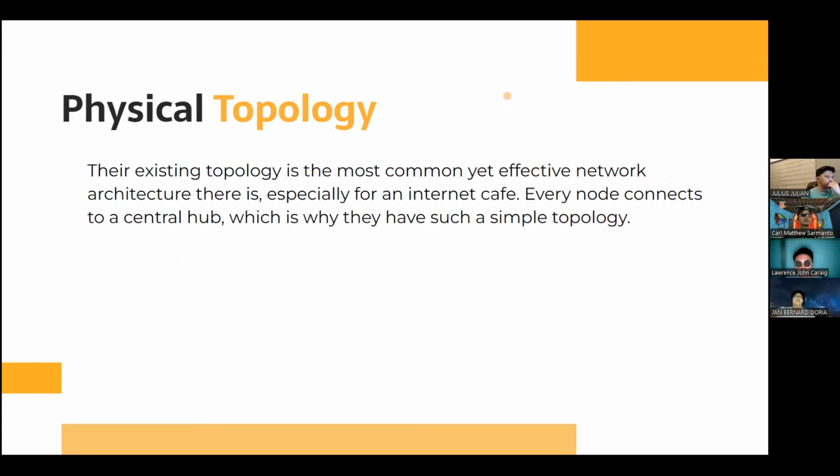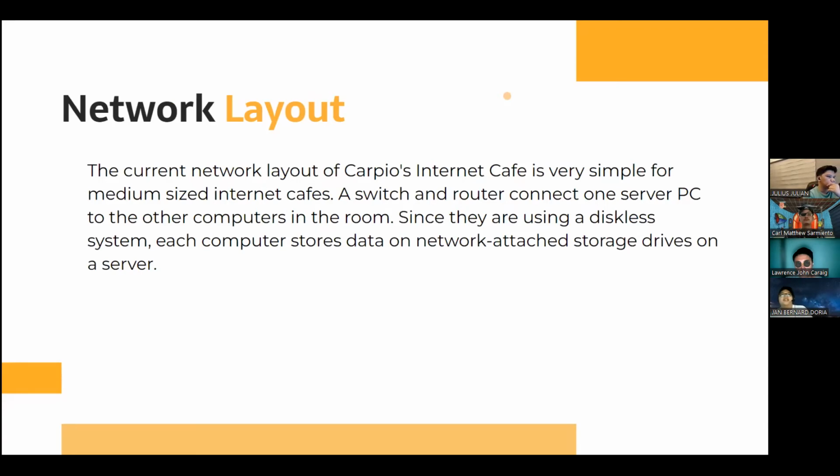So their existing physical topology is the most common and most effective network, as star topology allows all computers to have a central network and allows them to communicate with each other. Same with the physical topology, we have talked about the different client PCs connected to the switch and router and allowing them to be managed by the server, which we noticed are very good for a computer.